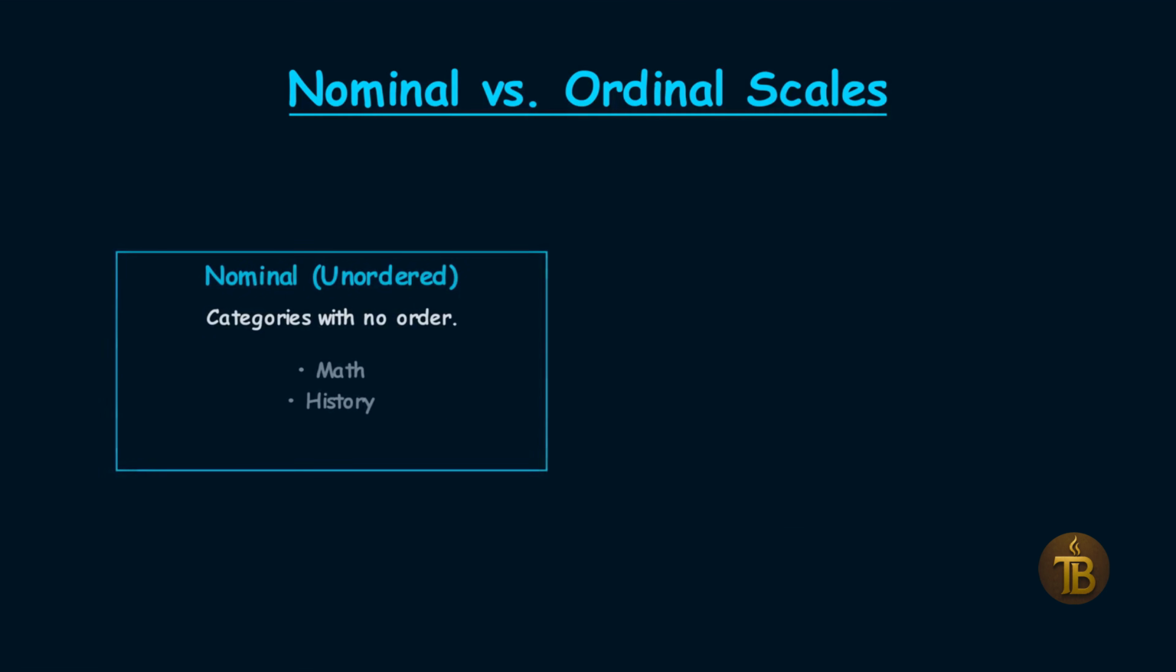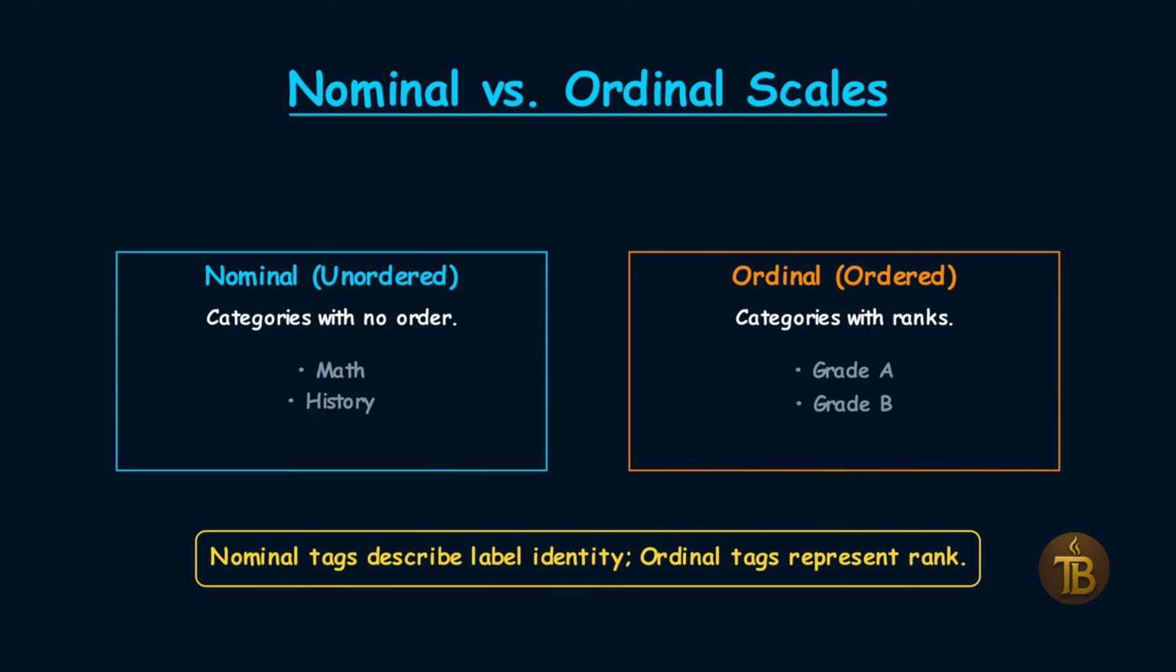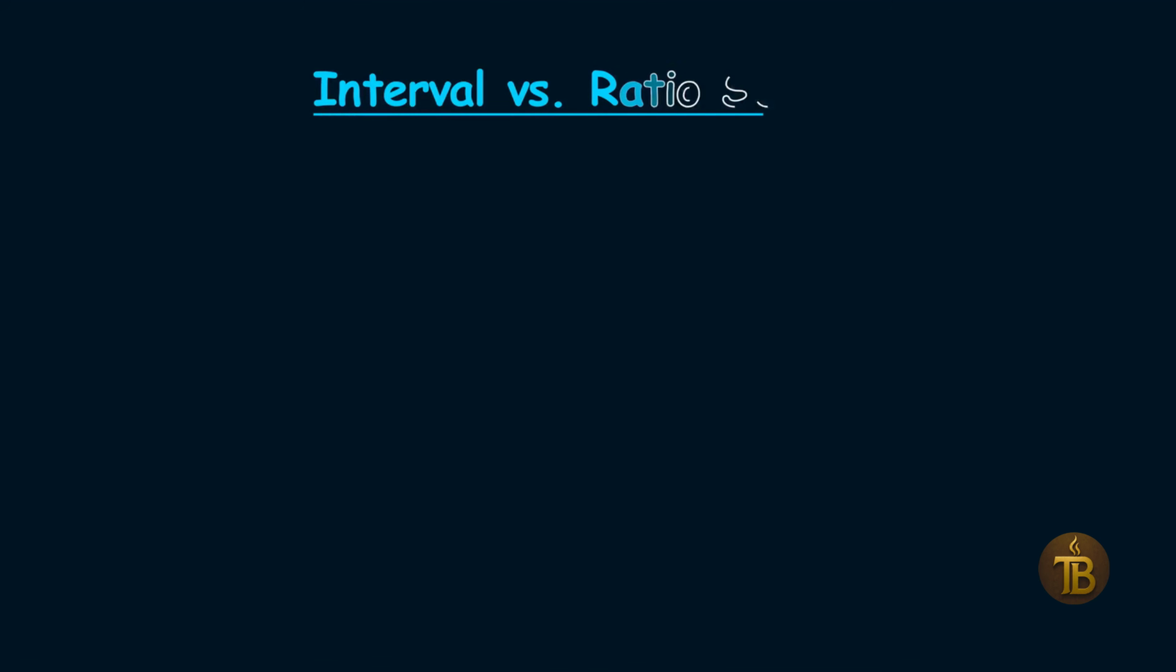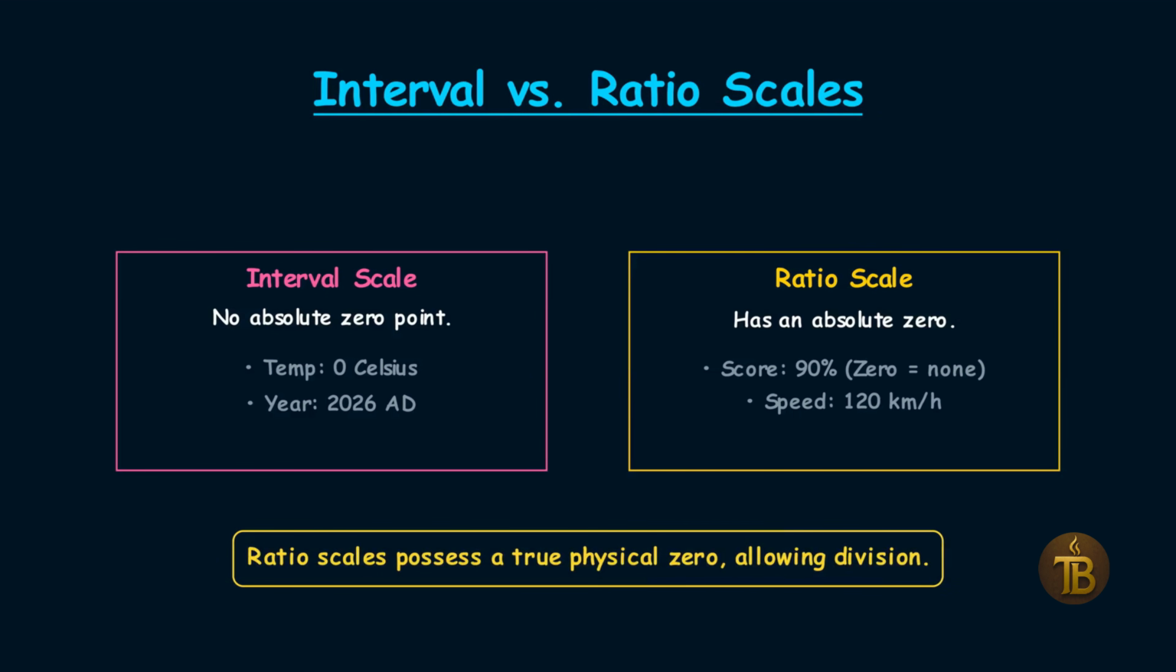First, let's look at qualitative scales. Nominal variables, like course subjects, represent categories with no mathematical order. Ordinal variables, like grades A and B, also group data, but they carry a clear relative ranking and direction. Next, we have quantitative scales. Interval scales have arbitrary zeros, like 0 degrees Celsius, which doesn't mean a total absence of heat. In contrast, ratio scales have a true physical zero, meaning 0 represents a complete lack of the quantity.